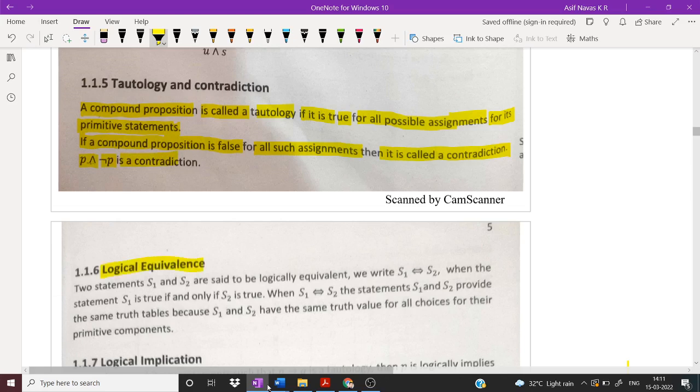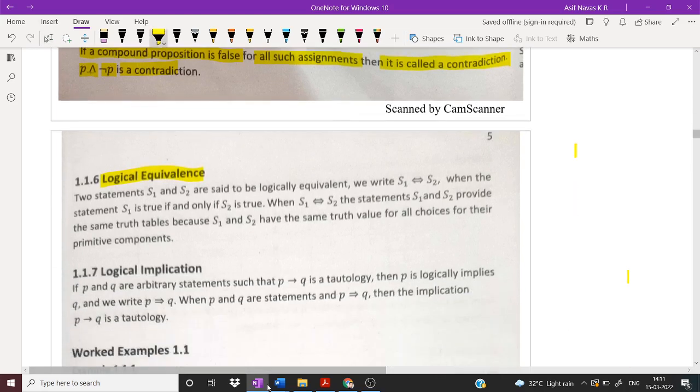Now, logical equivalence. Two statements S1 and S2 are said to be logically equivalent. We write S1 logically equivalent to S2 when statement S1 is true if and only if statement S2 is true. When S1 is logically equivalent to S2, the statements S1 and S2 have the same truth table, because S1 and S2 have the same truth values for all choices for their primitive components.